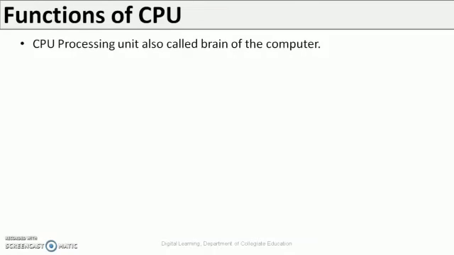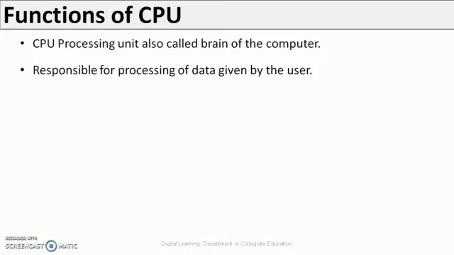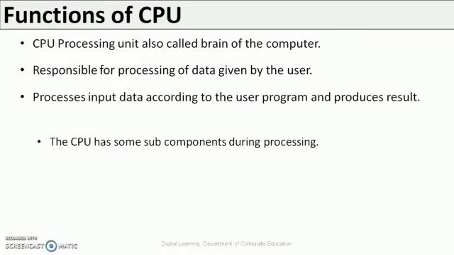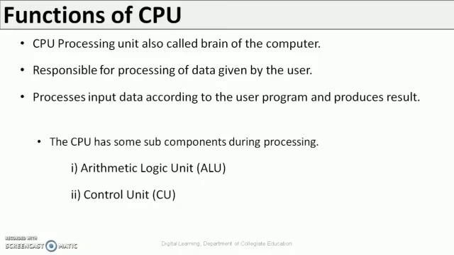Then what are the functions of the CPU? It is called the brain of the computer. It is responsible for processing the data given by the user. It processes input according to the user program and then produces the result. The CPU has three subcomponents: the arithmetic logic unit, the control unit and registers. Let us study them one by one.